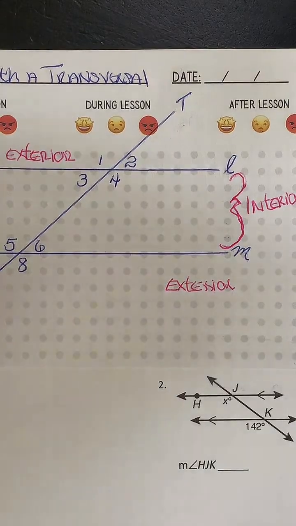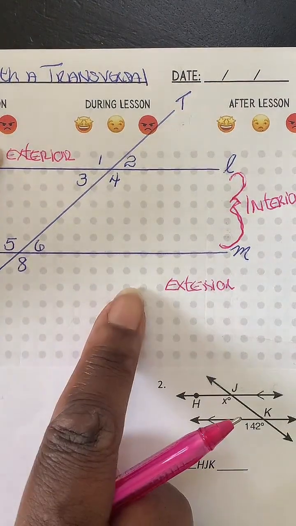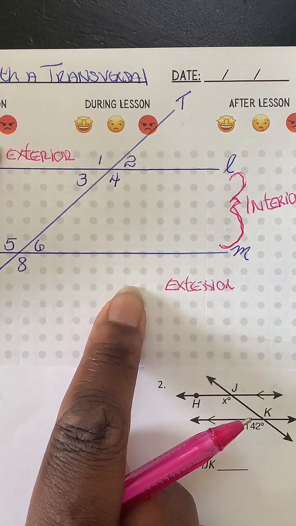Okay, so in between the parallel lines, that's your interior. Outside the parallel lines is your exterior.